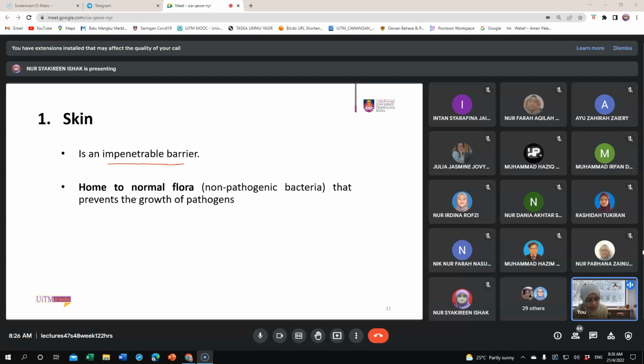Okay, it is home to normal flora, non-pathogenic bacteria. So that prevents the growth of pathogens. So when you have normal flora, this prevents the growth of the bad guys, the pathogens.